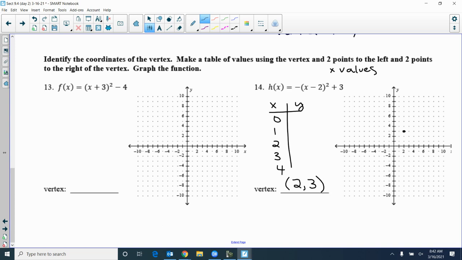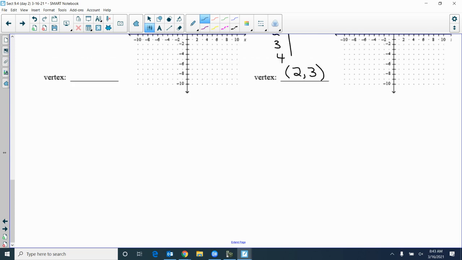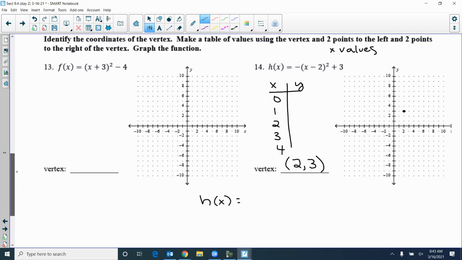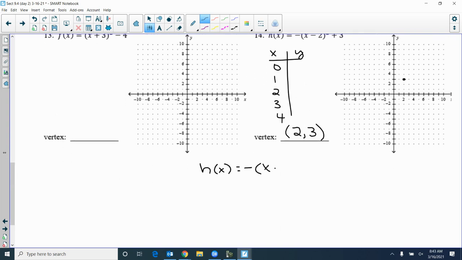Make sure you have, make sure that you haven't crossed this yet. We gotta get the point. Okay, we're gonna plug in. And now I got h of x. Now that negative's on the outside, which affects things. So negative x minus 2 squared plus 3.